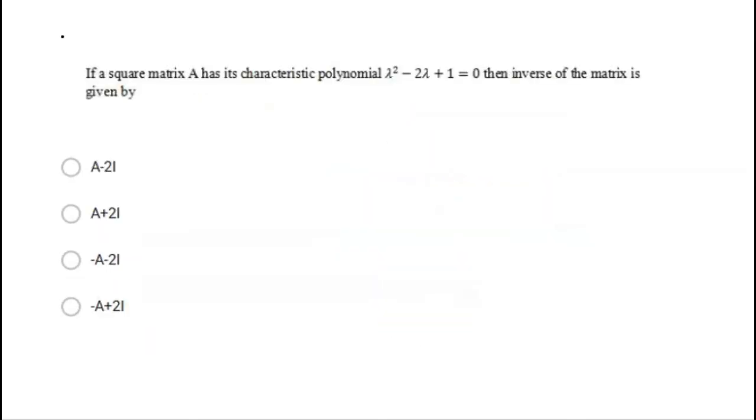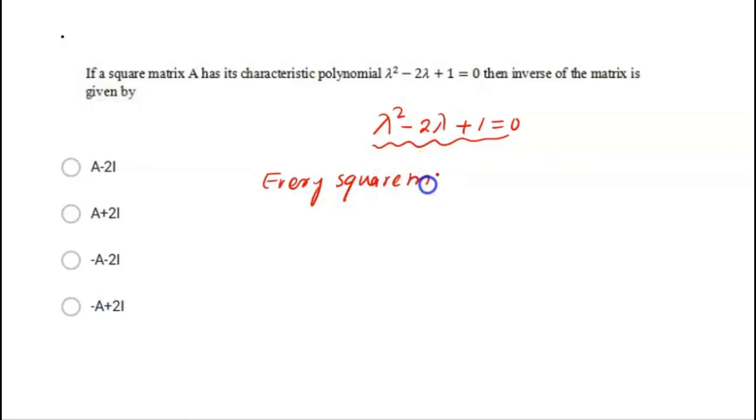Right. Now let us move to this question, and this is also an important question based on the Cayley-Hamilton theorem. It is given that a square matrix A has its characteristic polynomial lambda square minus 2 lambda plus 1 is equal to 0. Then what is the inverse of the matrix? So the first thing is that we use the Cayley-Hamilton theorem. What does it tell you? It tells you that every square matrix satisfies its characteristic equation.